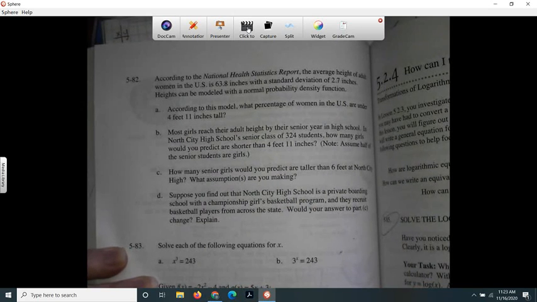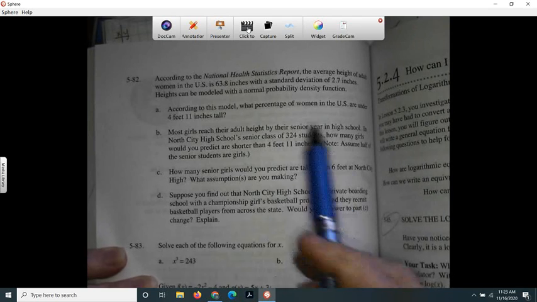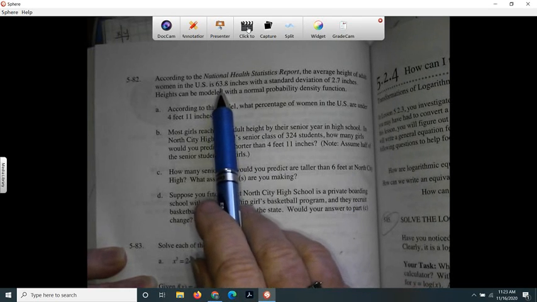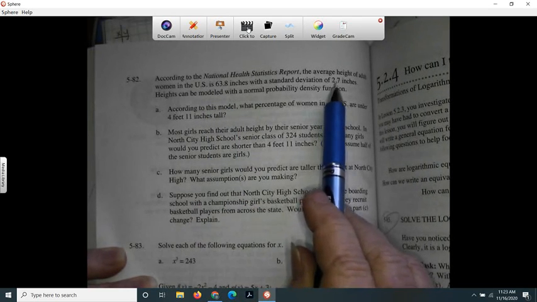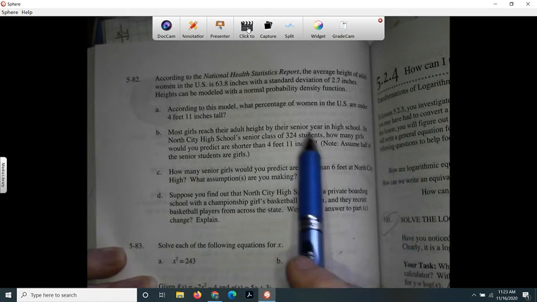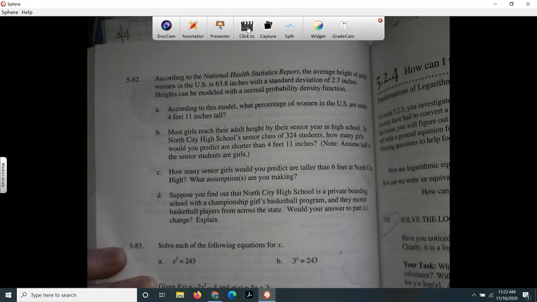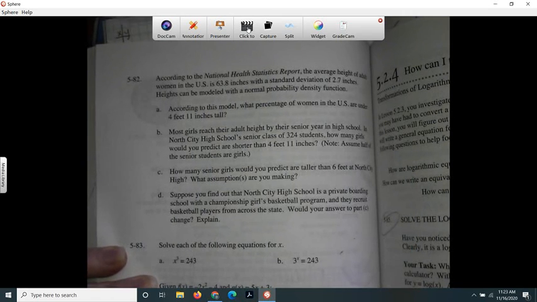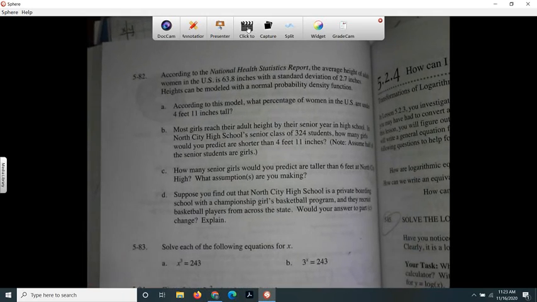So that means I can go to Desmos and plug in my mean and my standard deviation and get one of those models, and then I can use that normal CDF. I can click it, and then I can start answering questions. So let's go ahead and get that on our Desmos.